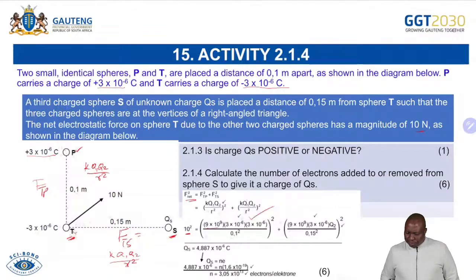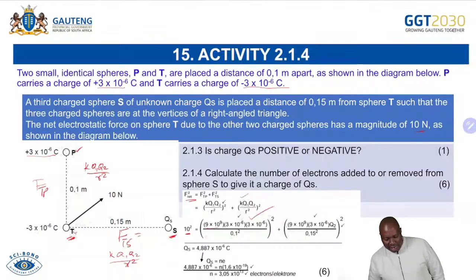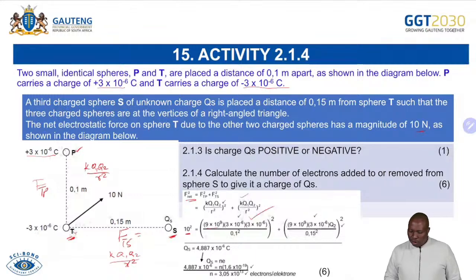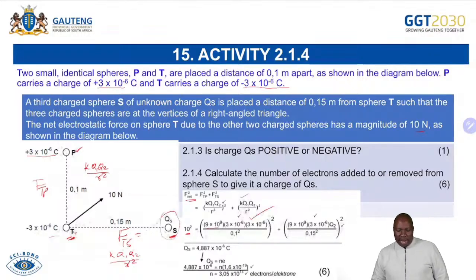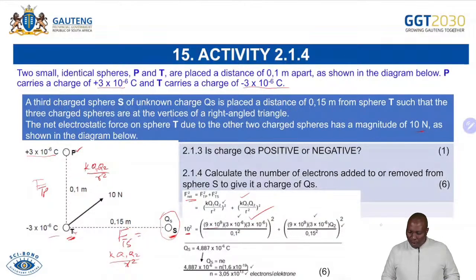Now you add to it for TS. We're having K, which is 9 times 10 to the power of 9, and then Q1 we are having 3 times 10 to the power of minus 6, and then that one times Q2, which is unknown. Remember, our Q2 is QS here, which is unknown, is what we must first get, and all of them squared. You see, the signs end here, and you got now your 4 marks for the signs.